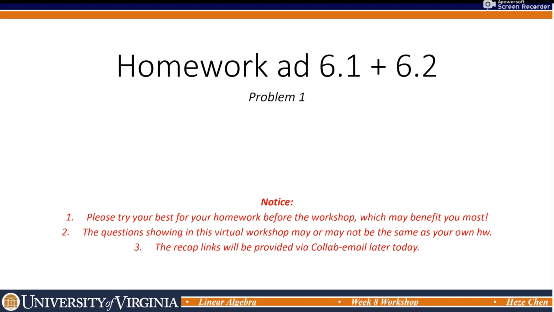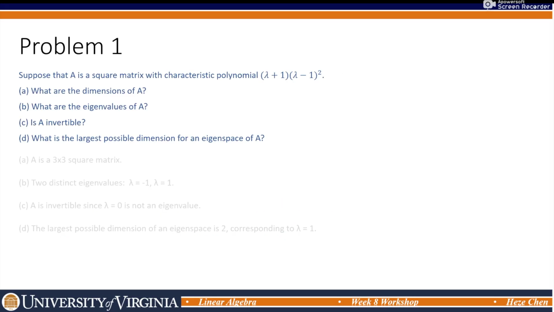This is problem 1 for homework 6.1 and 6.2. Suppose that A is a square matrix with characteristic polynomial (lambda + 1)(lambda - 1) squared. What are the dimensions of matrix A? The characteristic polynomial (lambda + 1)(lambda - 1) squared should be equal to 0.